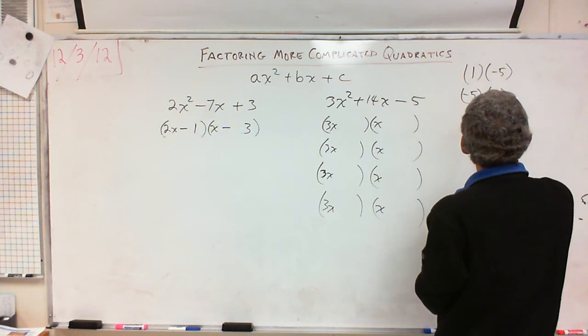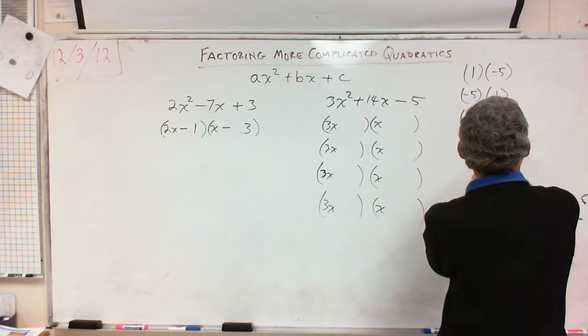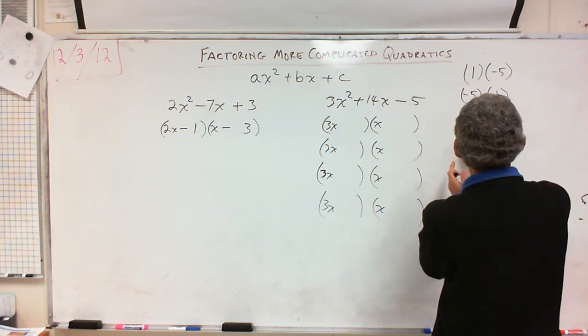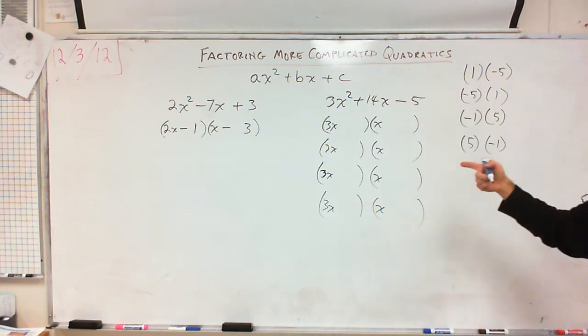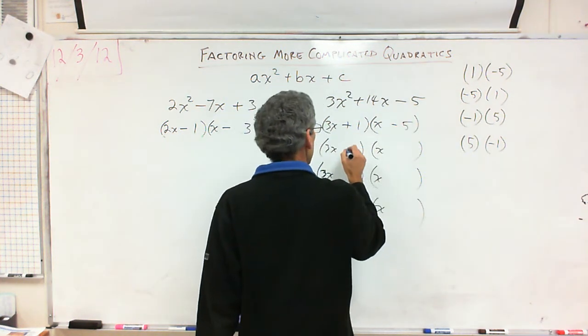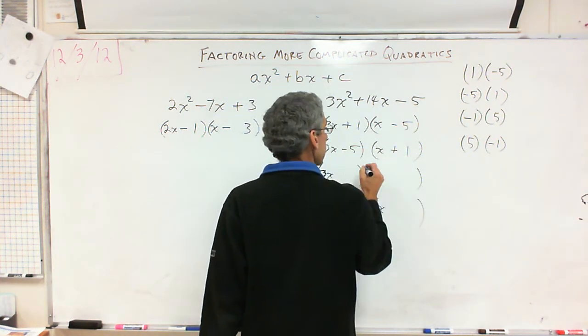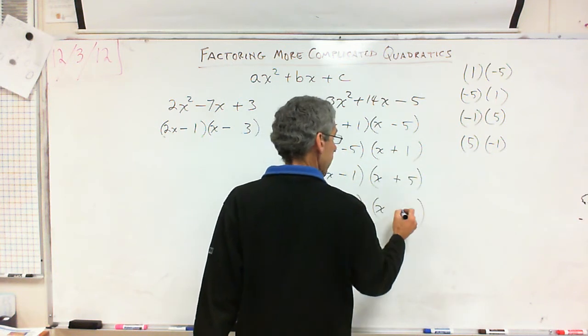Now I'm going to make the 1 negative. It could be -1, and it could be +5, or the -1 could be over here and the +5 over here. So those are my options, right? You guys agree with me? In order to get a -5 for the last number, those are all my possibilities. So I kind of have to try them. So let's try them. So okay, +1, -5, -5, +1, -1, +5, and +5, -1.